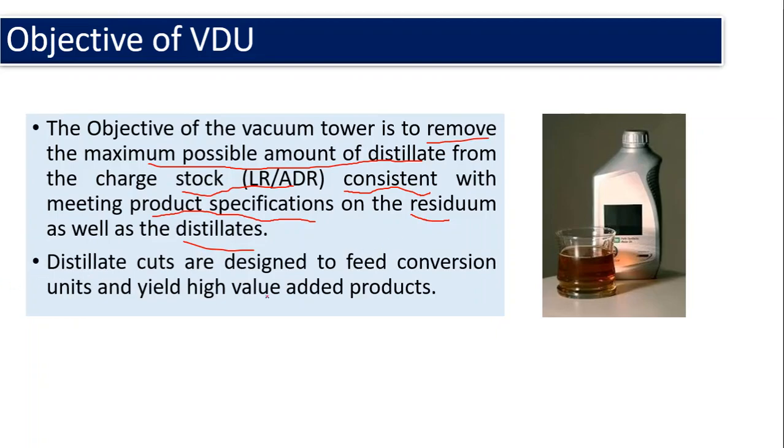Distillate cuts are basically used to feed the different conversion units to produce highly value added products. So the distillates from the vacuum distillation are very useful. They are going for the secondary conversion reactions.